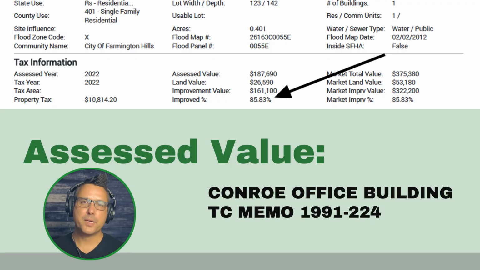One of my favorite methods to come up with the land allocation is simply by looking at the county tax records. There was a court case a number of years ago, the Conroe office building, and the precedent it set is that it was a valid method to use what the county lists for the land allocation. And a lot of times the county is going to list it as a percentage of the improved value. So they'll say, okay, the improvements on that property are at 85.3% of the total value. So then you know that 14.17% would be the land allocation.